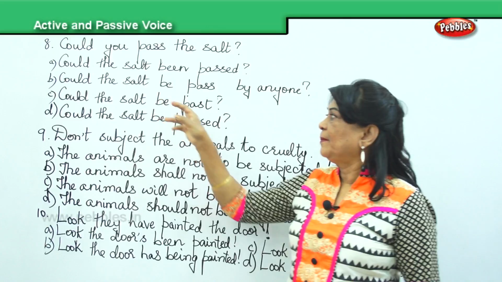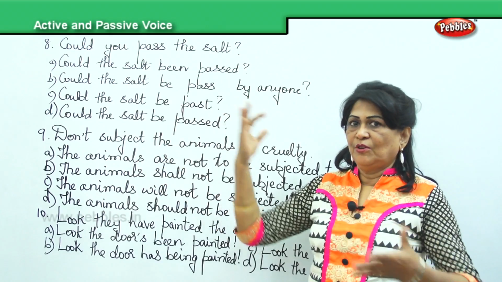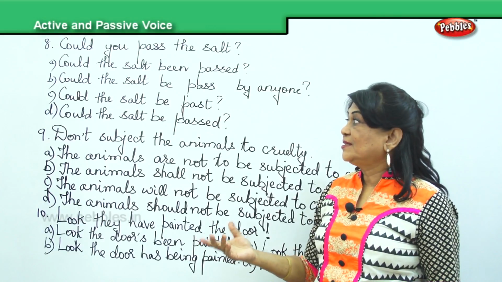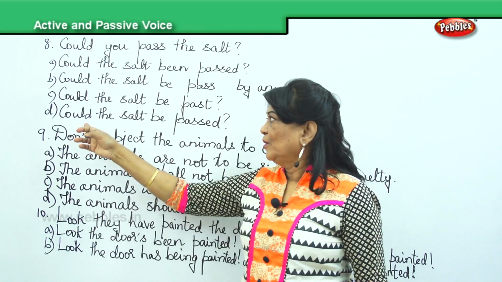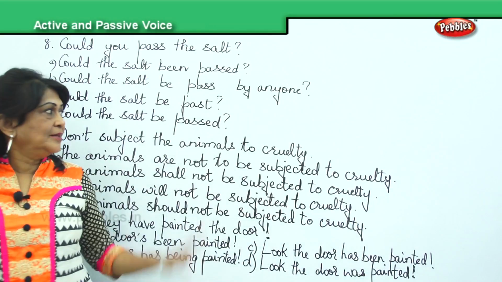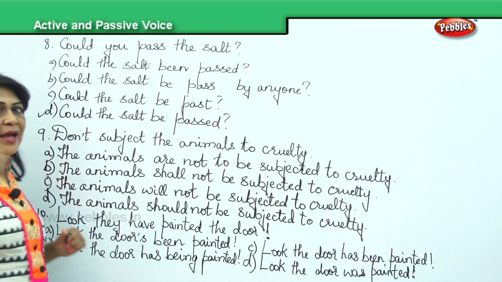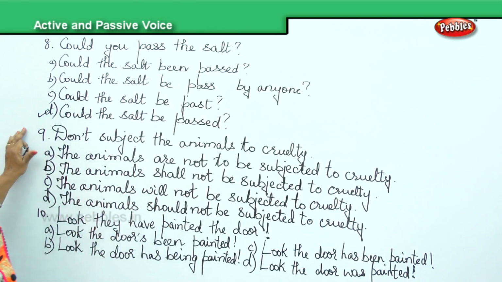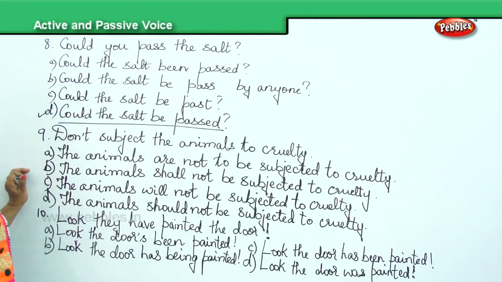Could the salt be passed? P-A-S-T, passed is the past, future and the present. So this cannot make sense at all. So this is not the right answer. So which is the right answer then? Could the salt be passed? So this is the right answer, and if you've written the answer correctly, put a tick and add one more mark to your scoring sheet. So this is right. Could the salt be passed?